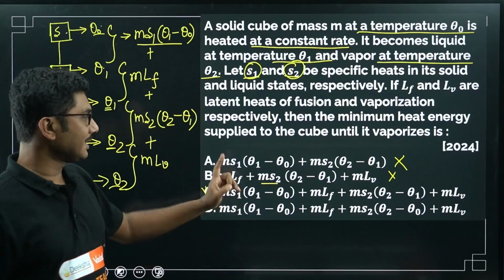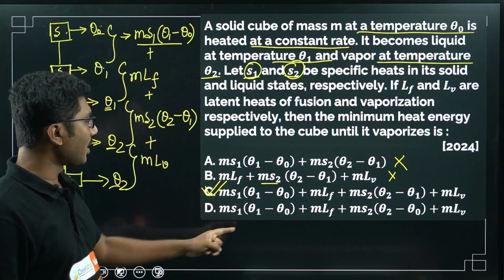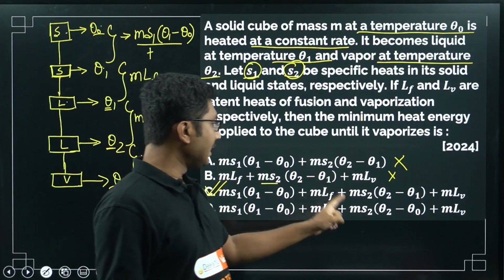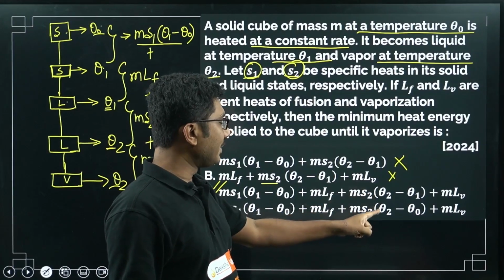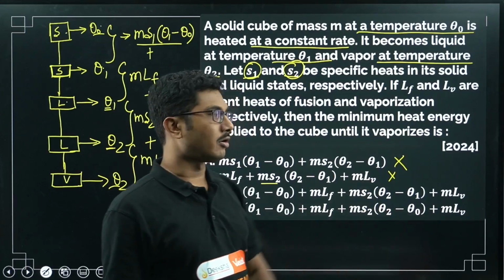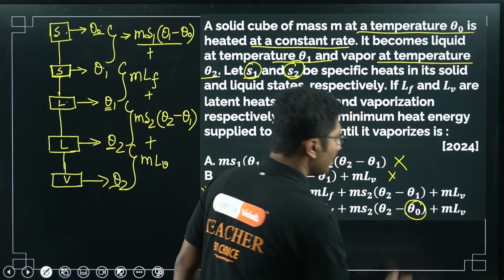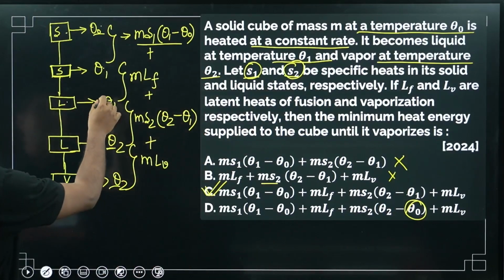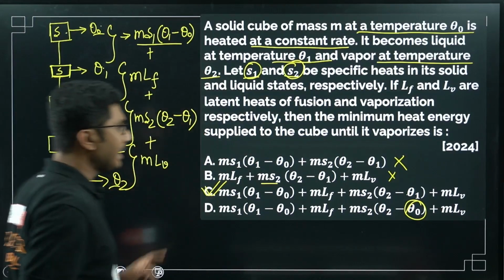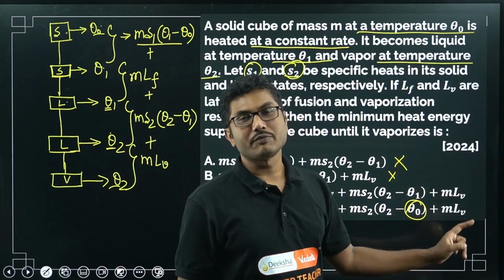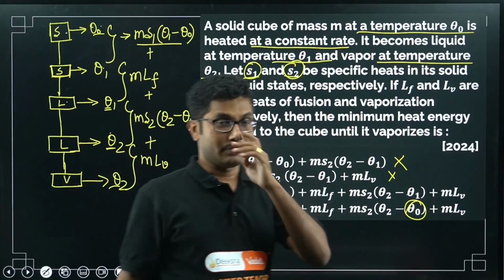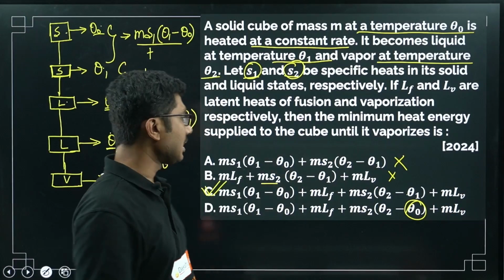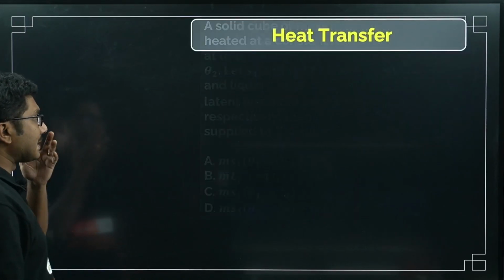If you want to check the last option as well, m s1 theta 1 minus theta naught plus m L F, everything is the same. In this case for m s2 they have done theta 2 minus theta naught. This is incorrect, because it should be theta 1, because the liquid is going from theta 1 to theta 2. So be careful, this is a trap. If you fall for this trap, then you will be incorrect. So you can answer this question if you simply understand the concept, without doing much case study.